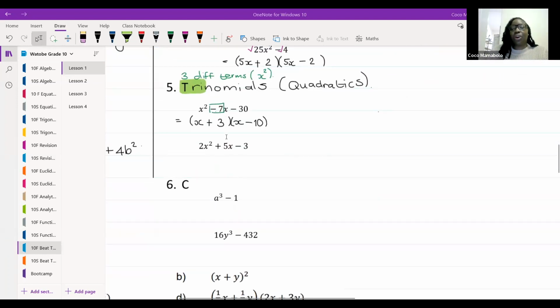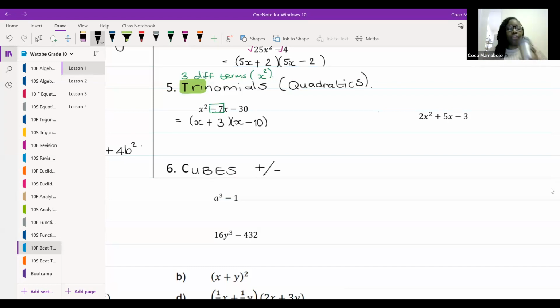All right, let's talk about factorizing this little guy over here. Actually, for the sake of time, we're going to talk about the last one over here. The last one is actually cubes. It is the sum or difference of cubes.